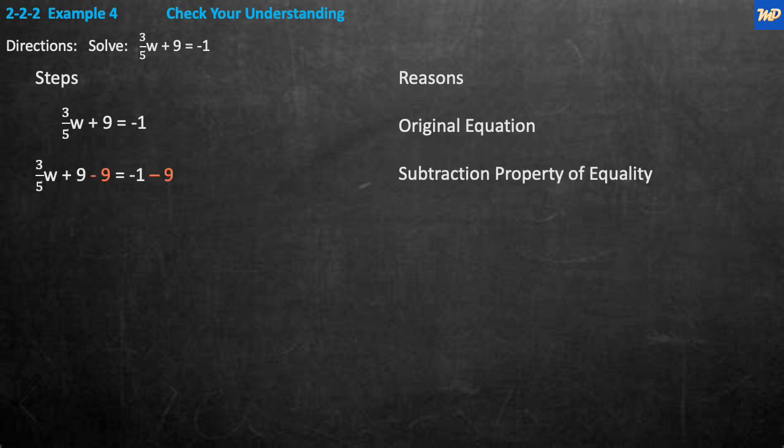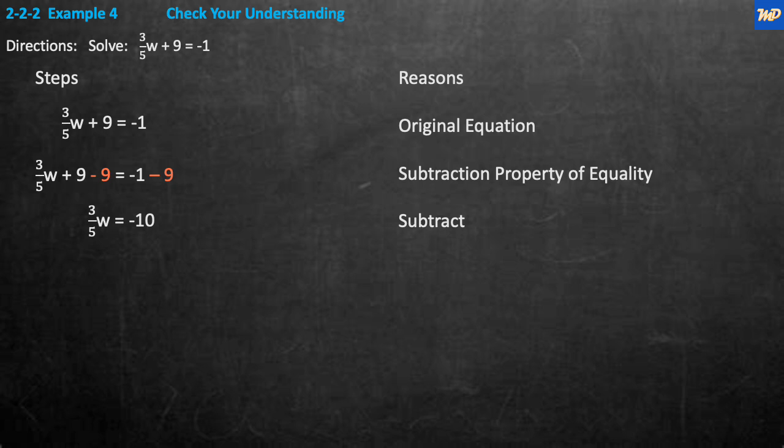Okay, so now we'll go to the next step. So what do we do? We decided that we're going to leave the W term on the left, and we're going to move the 9 term. So in order to do that, we had to do what? We had to subtract 9 to get rid of the 9 on the left and add that negative 9 to the right. So that property is the subtraction property of equality. We added negative 9 to both sides. Then we ended up with, after we did that subtraction, 3/5 W is equal to negative 10, because we took a negative 1 and added a negative 9, which gave us a negative 10.